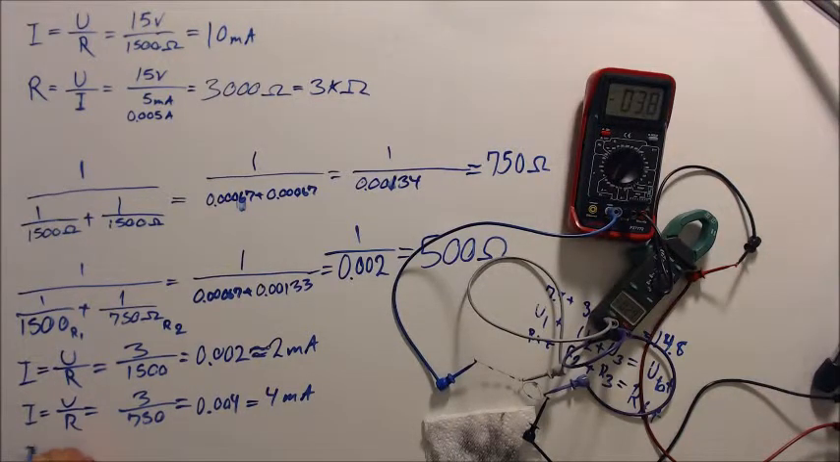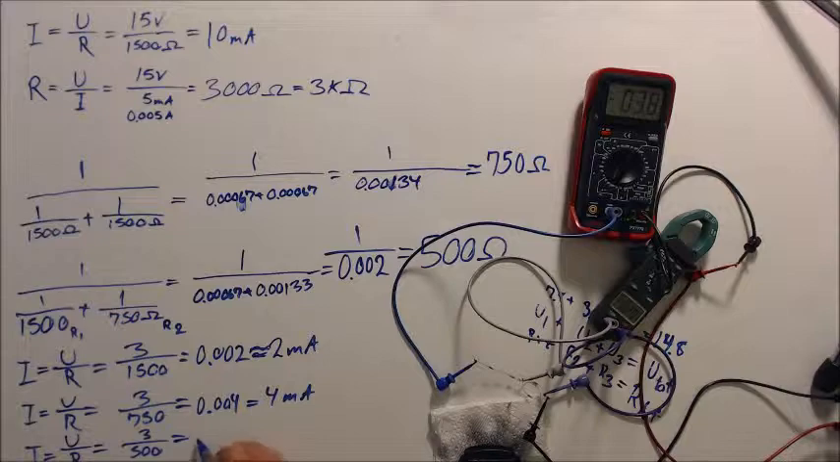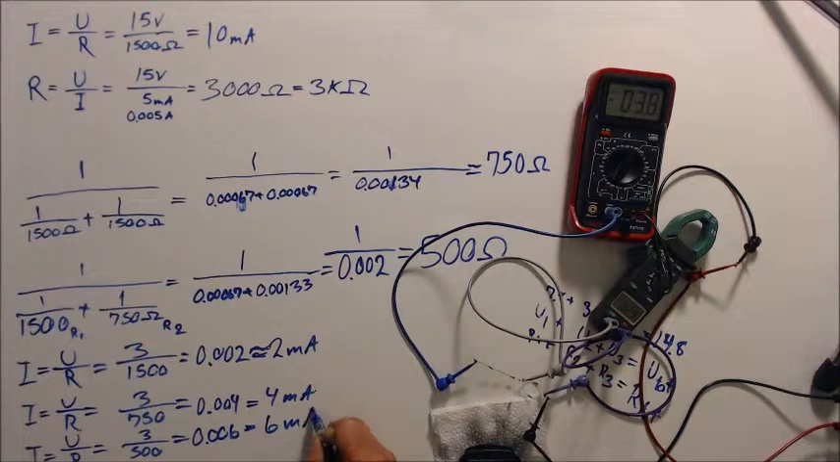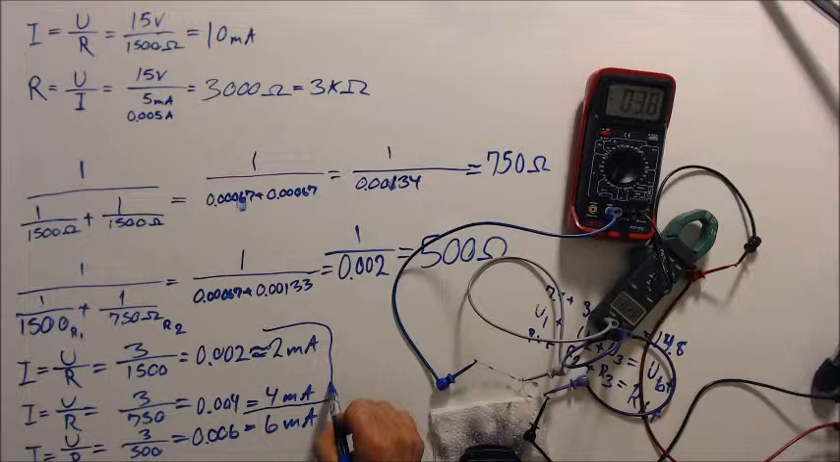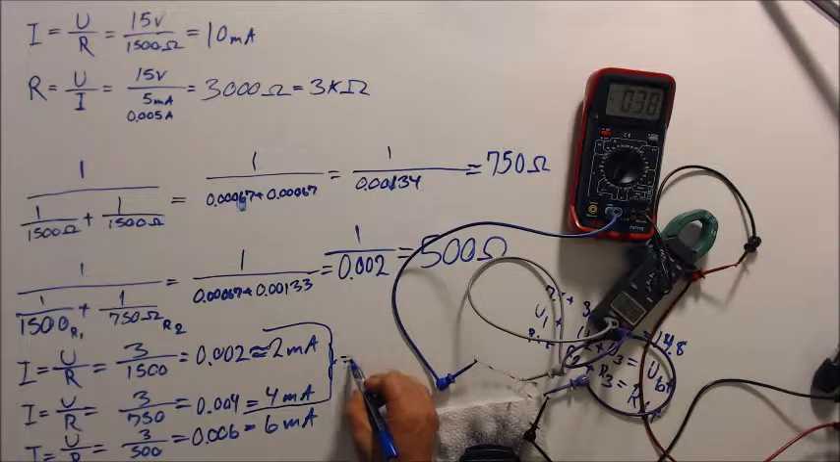So let's analyze that one the same way. We're almost running out of space here, huh? 3 and 500 is 0.006, same as 6 milliamps. So what's really interesting is, look at that, 2 and 4 equals 6.